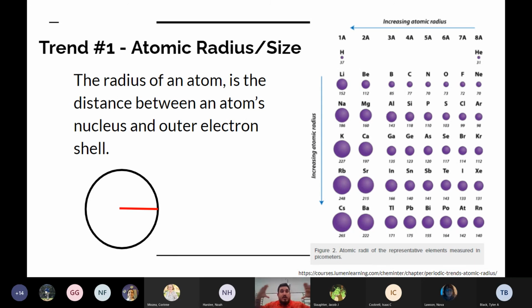Look on there for sodium. Sodium gets big again. Okay? And then you add another proton, another proton, another proton, and the atom gets smaller as you go across the periodic table. Okay? Because you're adding protons.